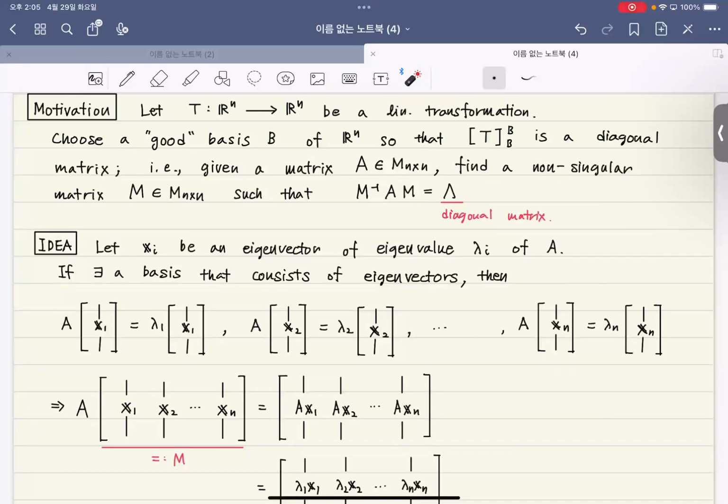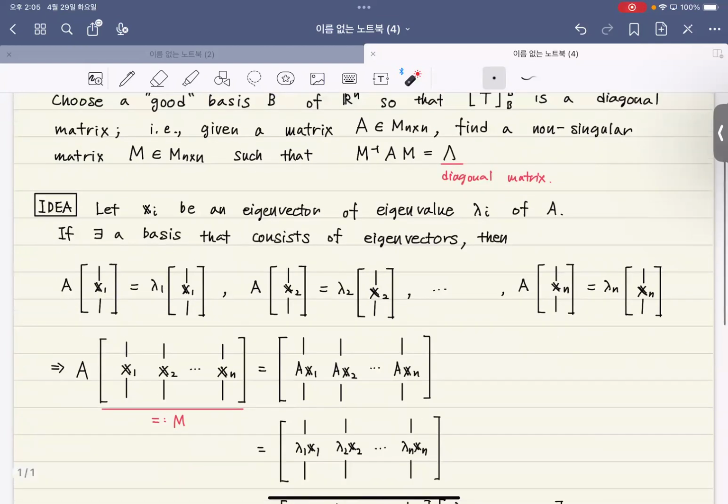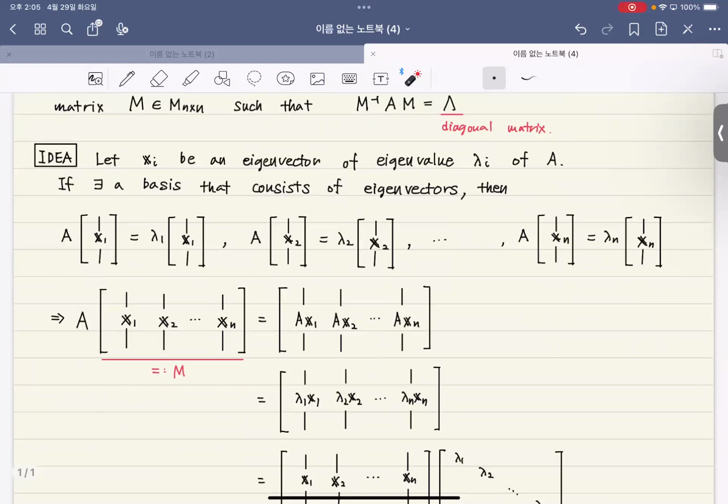There may be some repeating eigenvalues. I have n eigenvalues from lambda 1 to lambda n, but two of them can be the same. We are only assuming the linear independence of the eigenvectors. So now we are assuming we have n linearly independent eigenvectors from x1 to xn.